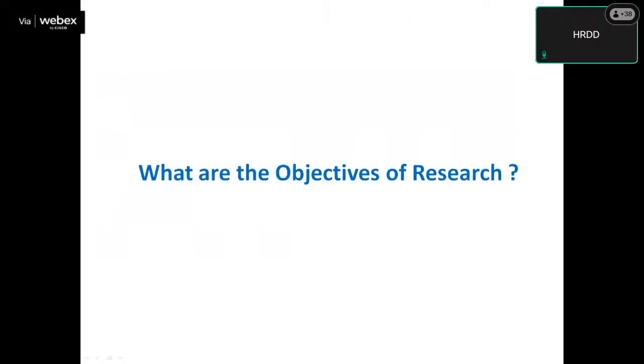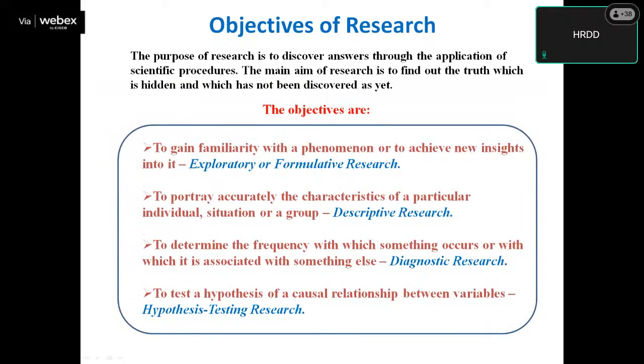Now the objectives. What are the objectives of research? Why the purpose of doing research? The purpose of research is to discover answers through application of scientific procedures. We will study the scientific procedure the day after tomorrow when we take the RPE classes. Initially, we'll see how research in general, not for physics, chemistry, mathematics, or sociology, anything, what are the procedures one by one. We'll just list them, and that is what the classes are. So, the purpose of research is to discover answers through the application of scientific procedures.